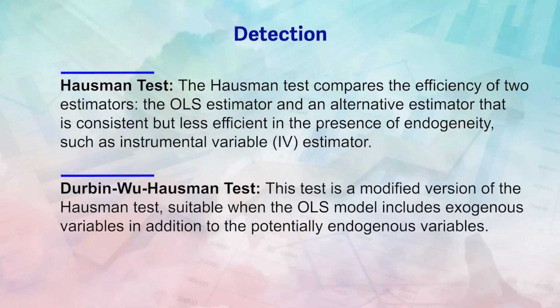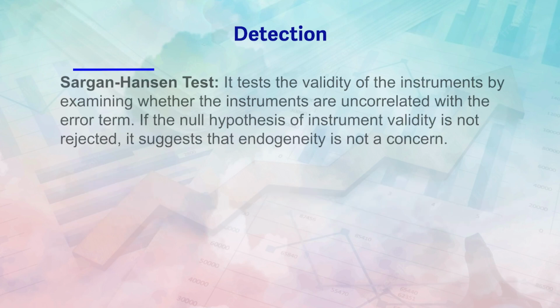Based on this, we also have the Durbin-Wu-Hausman test, which gives some potentially endogenous variables, and if it is consistent, then the problem of endogeneity comes in. The Sargan test also comes as one of the most appropriate tests regarding the selection of instruments, and endogeneity is a concern if the null hypothesis is not rejected.